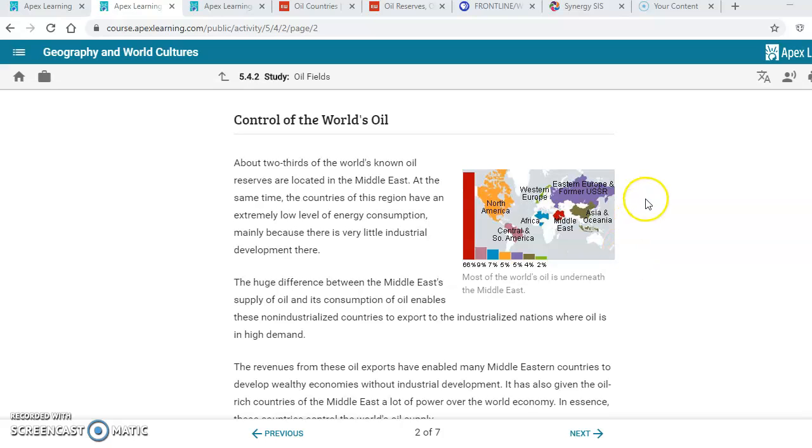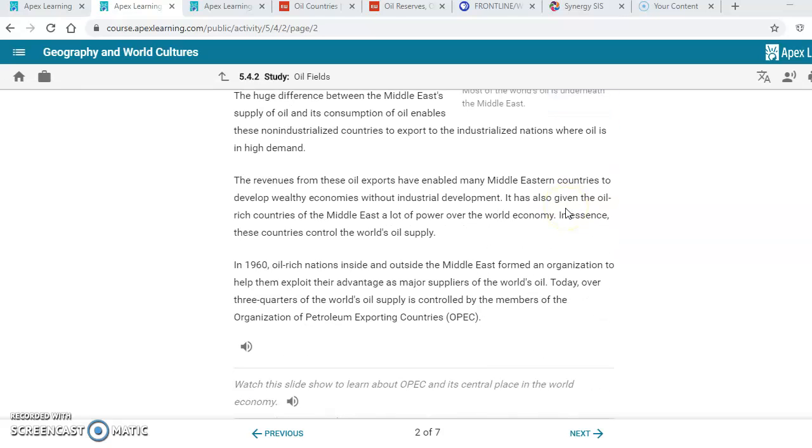So we're going to read page 2 thoroughly because page 2 will help you answer numbers 3 through 13. So, control of the world's oil. About two-thirds of the world's known oil reserves are located in the Middle East. At the same time, the countries of this region have an extremely low level of energy consumption, mainly because there is very little industrial development there. Undeveloped countries, but they're rich in oil.